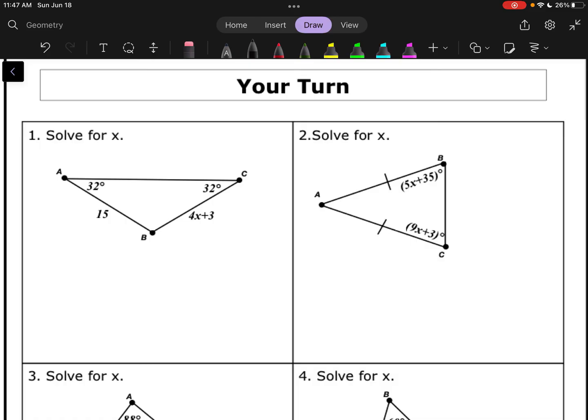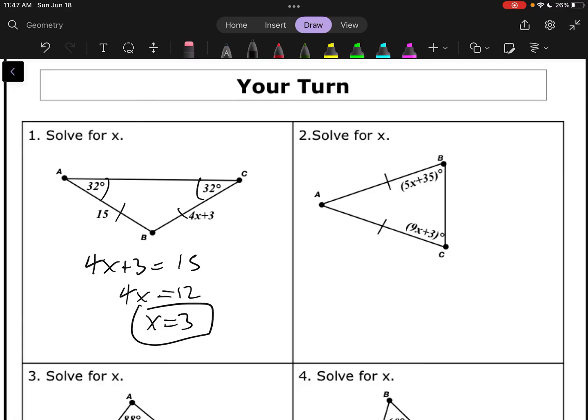Okay, hopefully that went well. This first one, those two sides have to be the same since these two base angles are the same. So 4x plus 3 equals 15. 4x is equal to 12, so x is 3.